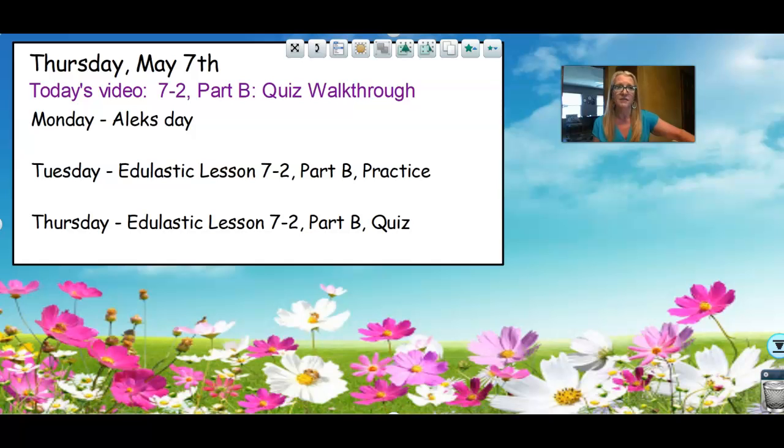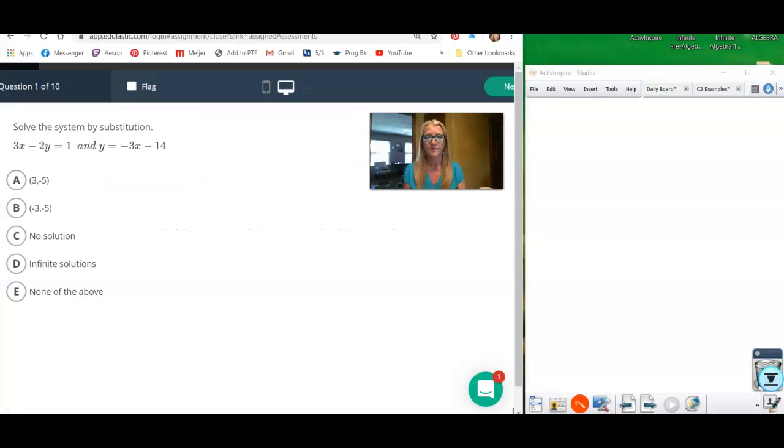All right, hang on, I'm going to switch over to Edge Elastic. Okay, so here we are. This is question number 1, and for the quiz I've gone to an all multiple choice format. So you will find that the first 2 solutions are coordinate points. Then there will be no solution, infinite solutions, and none of the above. Spoiler alert, one of these really is none of the above. Just to make things fun. I know you like that kind of stuff.